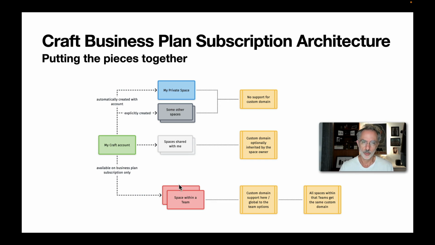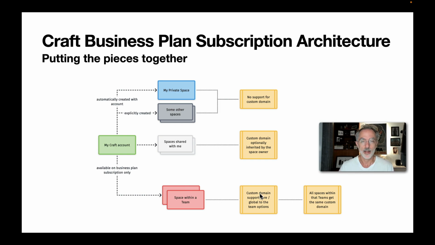When you first subscribe to a business plan subscription, a space, a team, will be created in order to store the documents associated with this subscription. And as the user who is actually upgrading to the business plan, you become the owner of this team within Craft. And within that team, there is a space that is created so you can store your documents that are going to be used in the context of the business plan subscription.